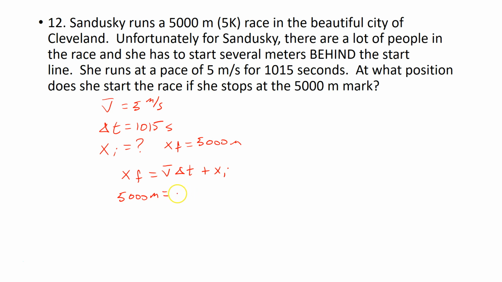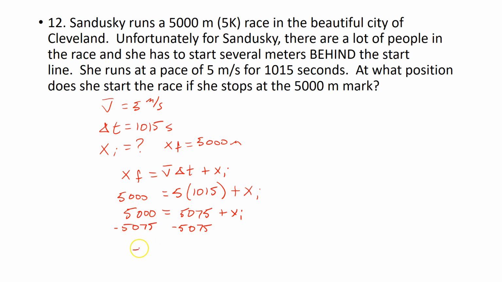5,000 meters is equal to velocity, which is 5, times our time, which is 1015. And I know I left the unit in here. I'm going to go ahead and get rid of that. There we go. This will make this a little bit easier. And then we're going to add to that XI. I need to go ahead and multiply this through. And when I multiply the number through here, I'm going to end up with 5,000 is equal to 5 times 5 is 25, 5 and 2 is 7, 0, so it would be 5,075 plus XI. And now I need to subtract 5075 from both sides.